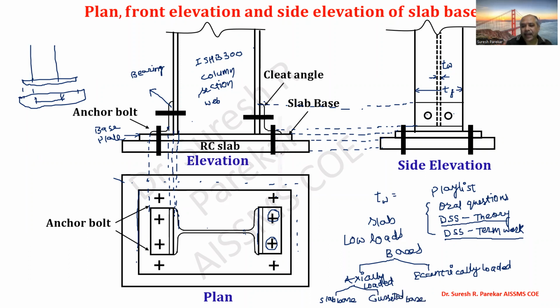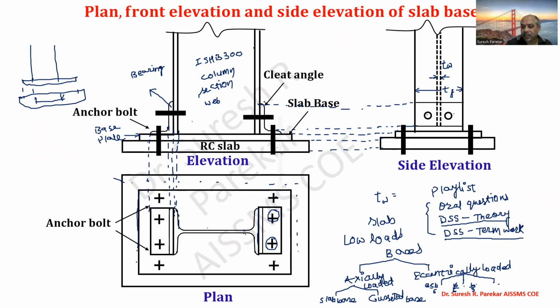And here actually we have this slab or gusseted base, but we are going to divide it into 3 parts. We have already seen the first one, that is E less than or equal to B by 6, so the whole portion is in compression. Between B by 6 to B by 3 will be the second portion, and the third portion is greater than B by 3.